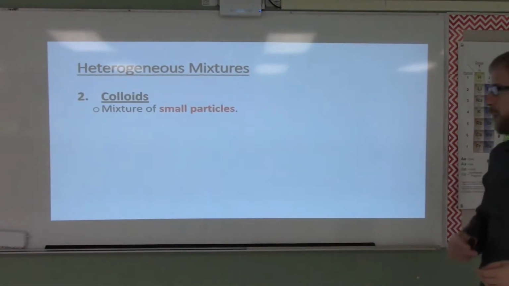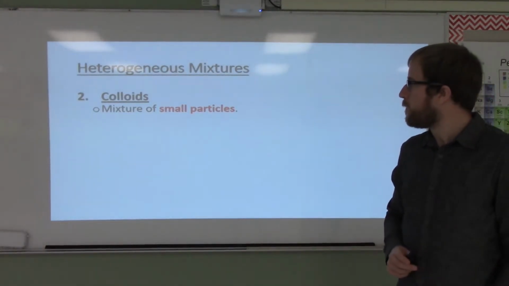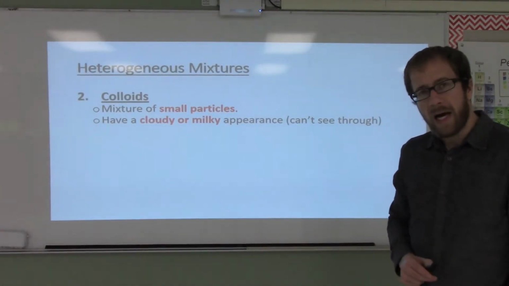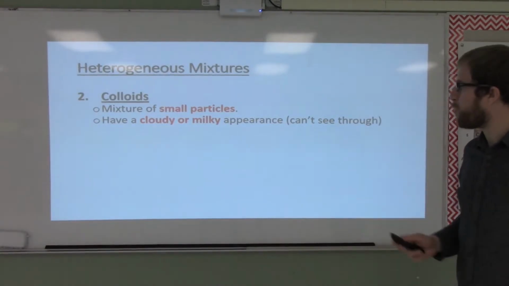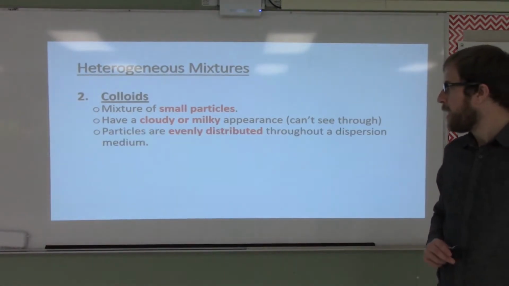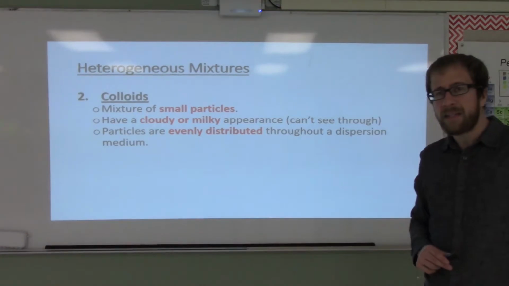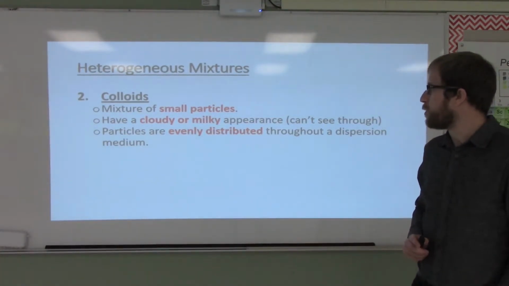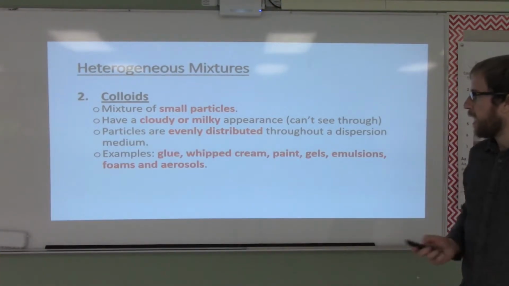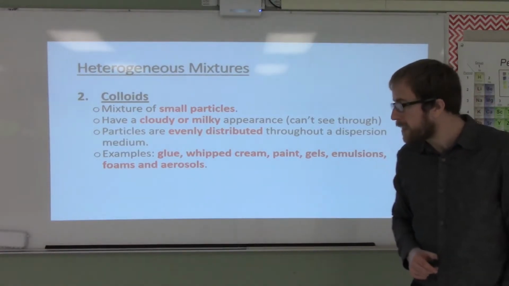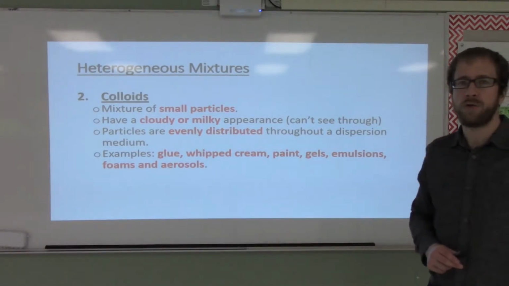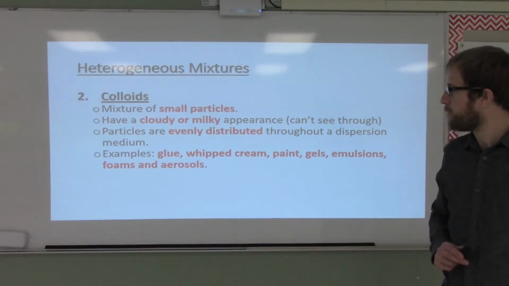Next up is colloids, and these are a mixture of small particles. They have a cloudy or milky appearance. You cannot see through them. And these particles are evenly distributed throughout the dispersion media. Examples can be things like glue, whipped cream, paint gels, emulsions, foams, and aerosols.